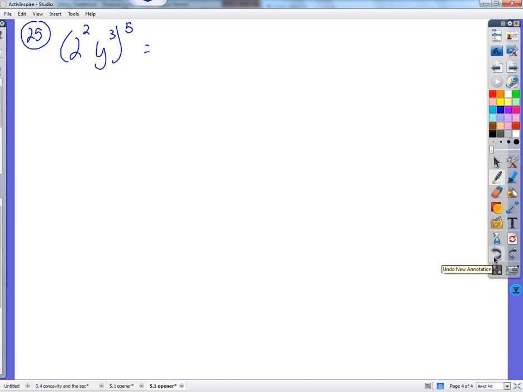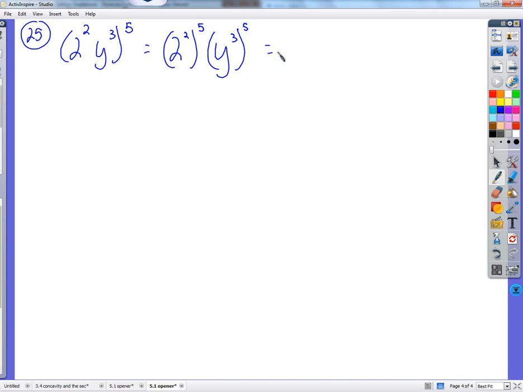So, what property can be used here? Yeah, distributive. Okay, we can call it distributive. I don't like it because it can get confused with the distributive property. But there is this property that says if we have a product of things raised to a power, then each of those things we're multiplying together can get that power. So we get 2 squared raised to the 5th times y to the 3rd raised to the 5th. Each of those things that are multiplying together gets raised to the 5th power.